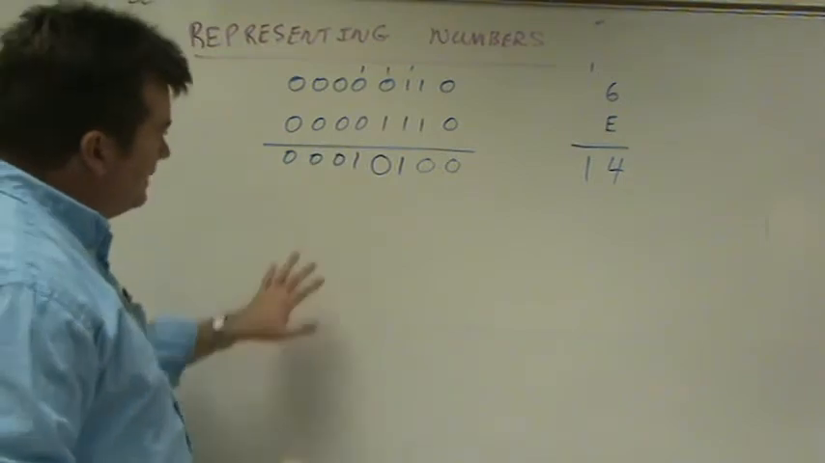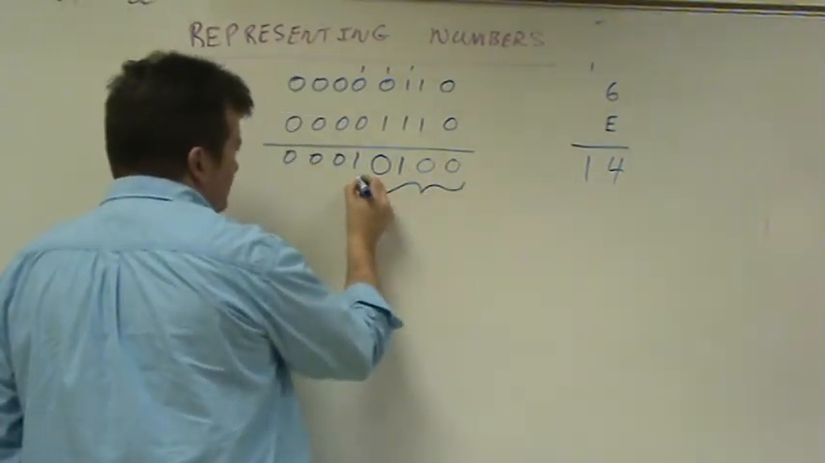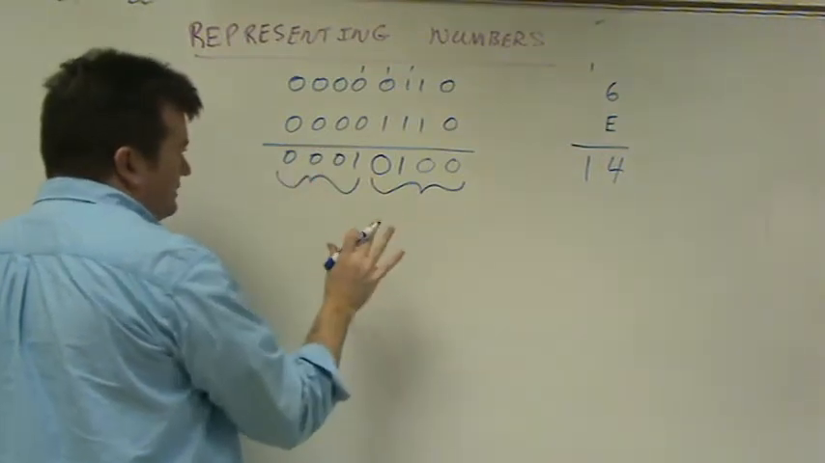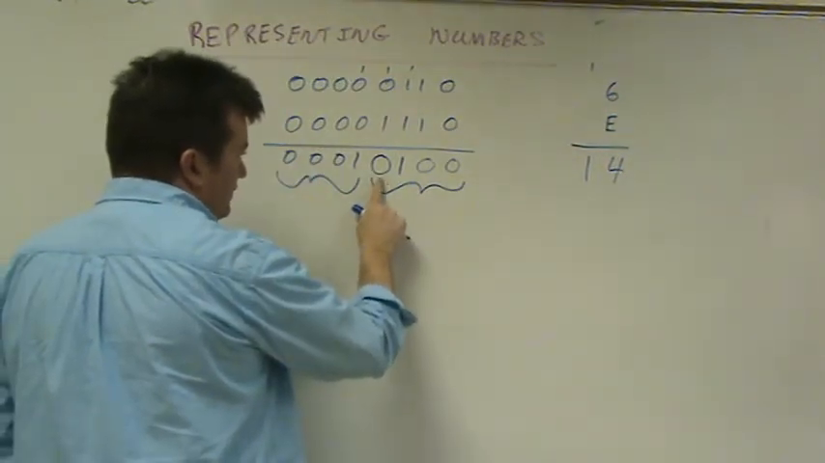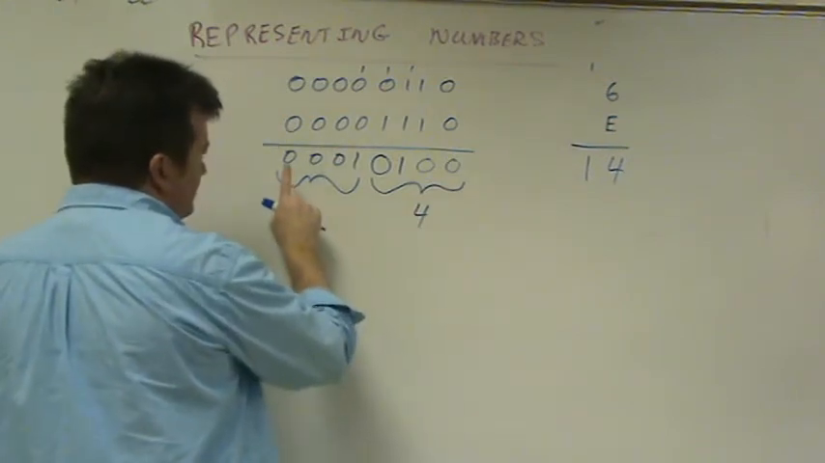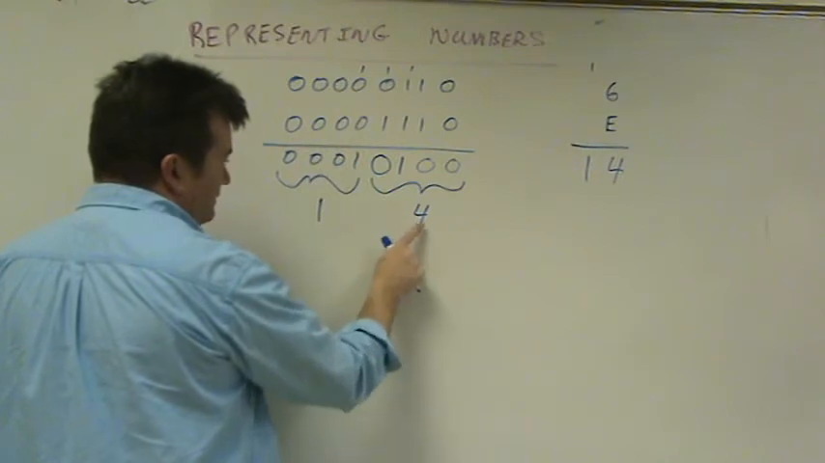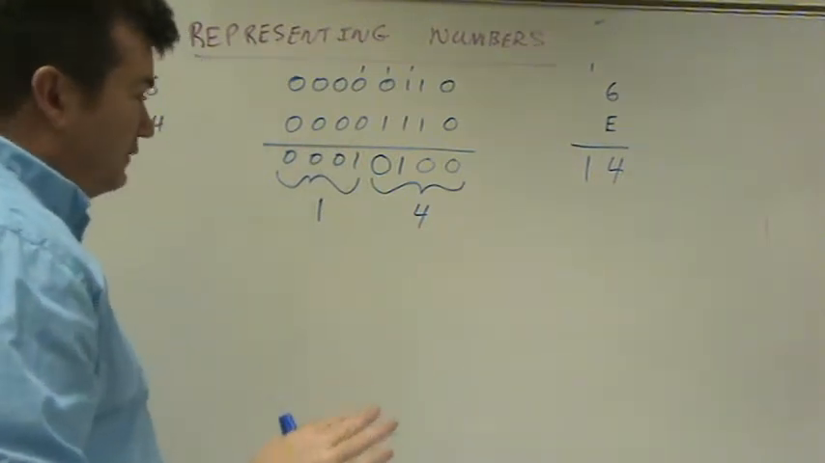And we could double check that by grouping our binary versions into sets of 4, and they should match exactly. This is a 4. 0, 1, 0, 0 is a 4. And 0, 0, 0, 1 is a 1. So this is the hexadecimal representation for 20.